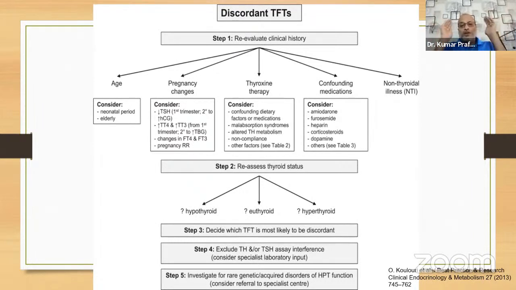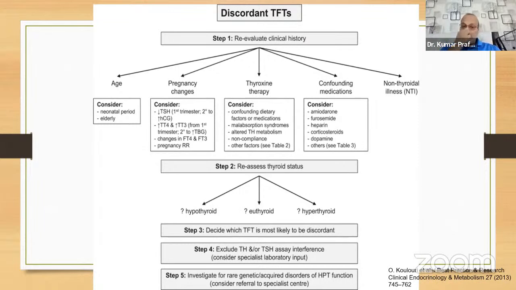I told you, correlate with the clinical scenario. Thyroid function test is usually straightforward. It correlates with the clinical scenario, but there are certain conditions where it may not occur. So try to find out the age, effect of age, neonatal period, elderly. Try to find out the effect of pregnancy.